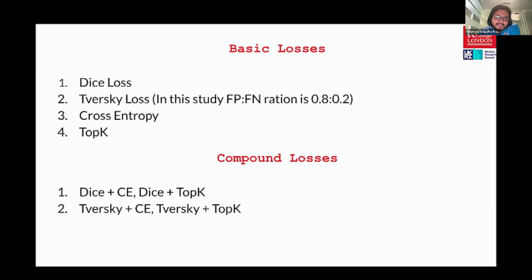So we tried to do an ablation, and we chose very basic losses: Tversky, Dice, cross entropy, and then the compound losses like Dice plus CE, since a recent paper really showed that using compound losses is the way to go for semantic segmentation. So we considered all those.